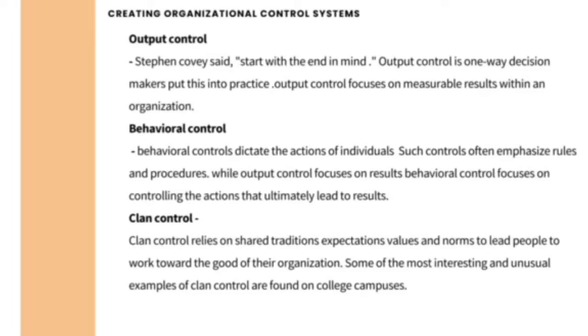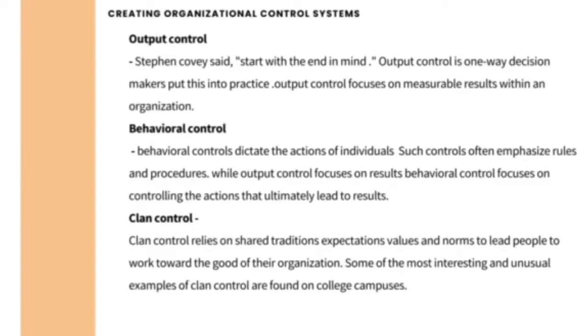First is output control, which focuses on measurable results within an organization. Examples from the business world include the number of hits a website receives per day, the number of microwave ovens completed on assembly line procedures per week, and the number of vehicles a car salesperson sells per month.